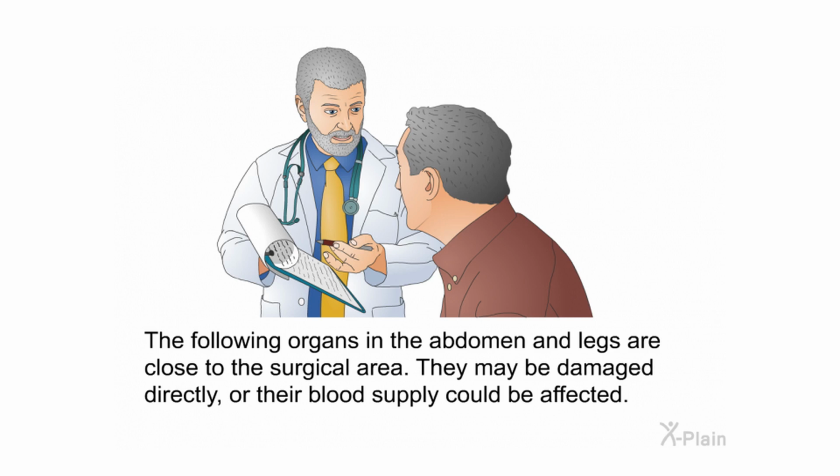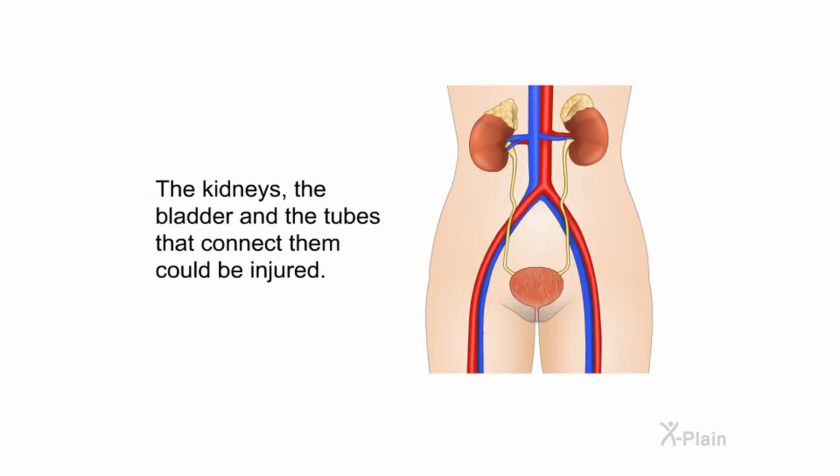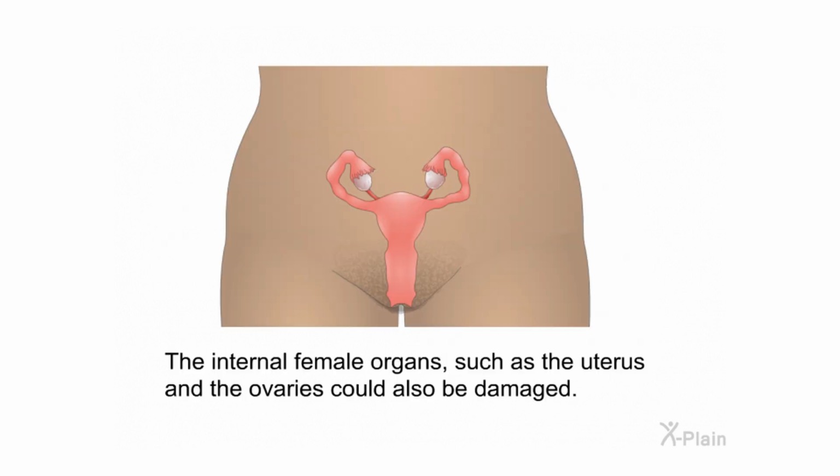The following organs in the abdomen and legs are close to the surgical area. They may be damaged directly or their blood supply could be affected. The abdominal organs, such as the liver, stomach, and intestines, including the small intestine and colon, could be damaged. The kidneys, the bladder, and the tubes that connect them could be injured. The internal female organs, such as the uterus and the ovaries, could also be damaged.